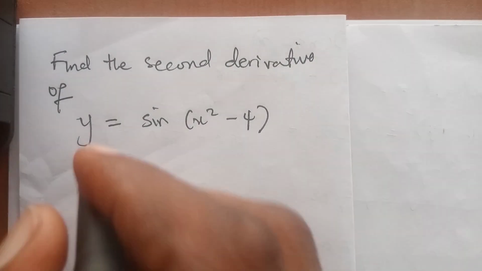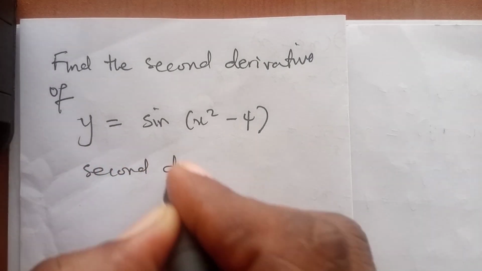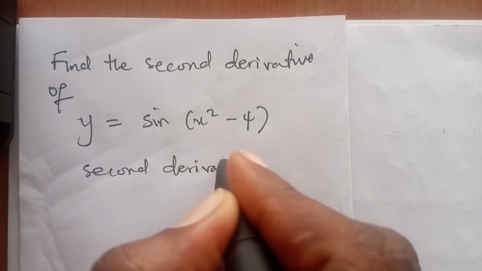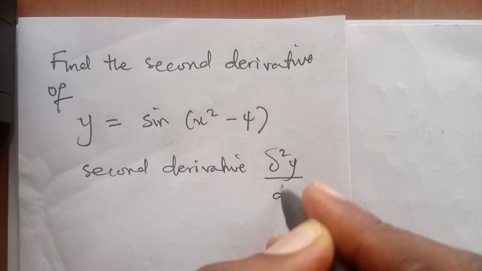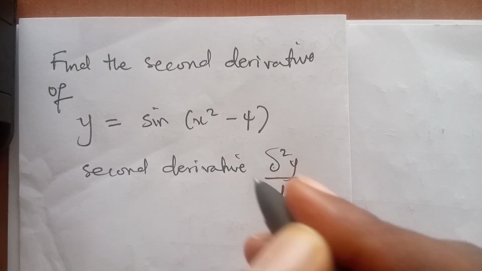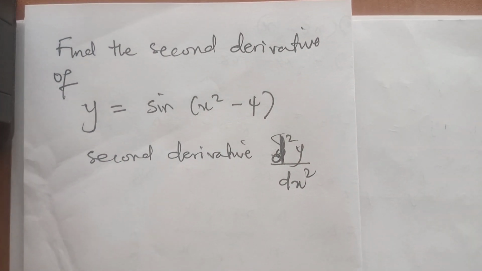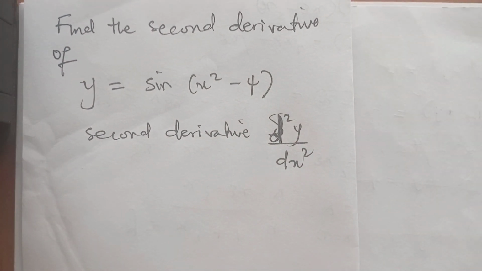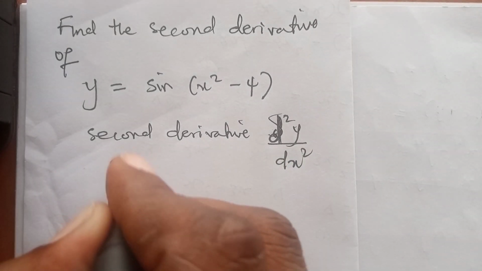And what's the second derivative? Second derivative is d squared y over dx squared, all right? Don't mind my d, d is d. That's the meaning of second derivative. Okay, so now let's start. Solution.